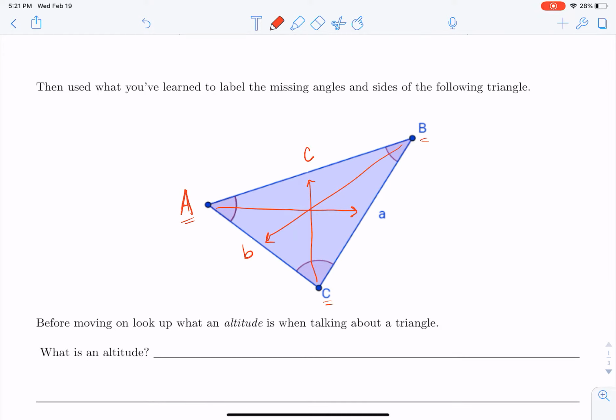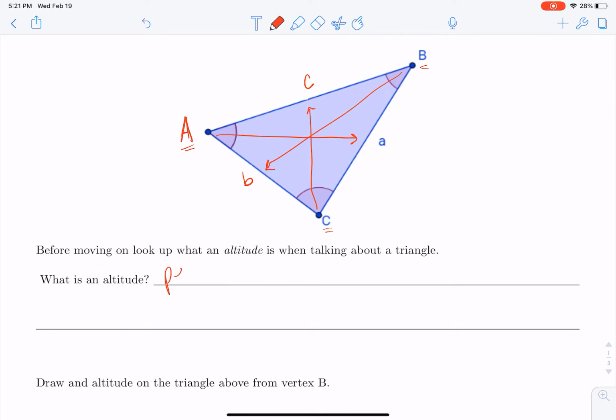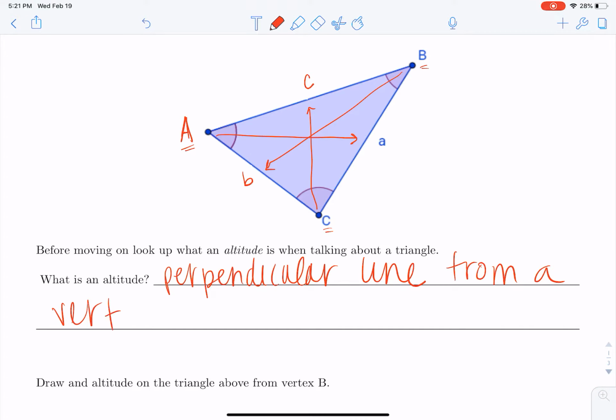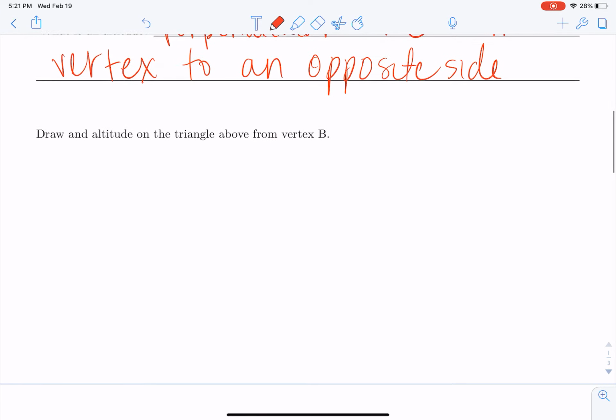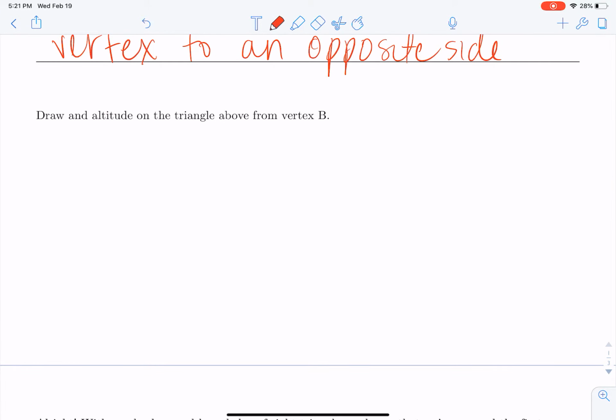The next thing that this says is to look up what an altitude is when talking about a triangle. An altitude of a triangle is a perpendicular line from a vertex to an opposite side. So draw an altitude in the triangle above from vertex B.